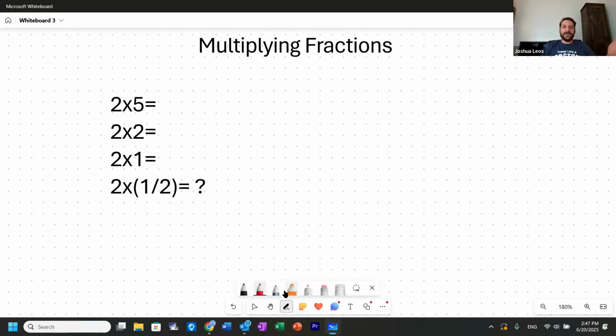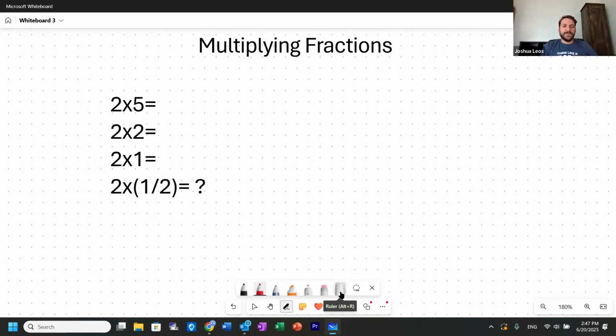So let's say multiplying fractions. When I do this with my students, I like to start getting in their heads because coming into fifth grade, they've not really done it a whole lot. Maybe some of them have on their computer with mom and dad at home. But for those kids that have no idea what's going on, I like to start with this. I'll write this on the board, just 2 times 5, 2 times 2, 2 times 1, and then 2 times 1/2.